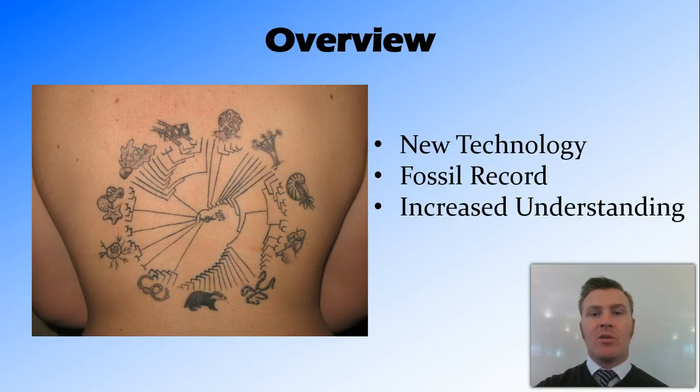In this video, we've looked at some of the new technology that has informed taxonomy and moved some things around. We've looked at the fossil record, which has provided some wonderful evidence, however, has its problems with classifying based on fossils, and how taxonomy can lead to an increased understanding of the evolutionary relationships between the organisms we find around us.